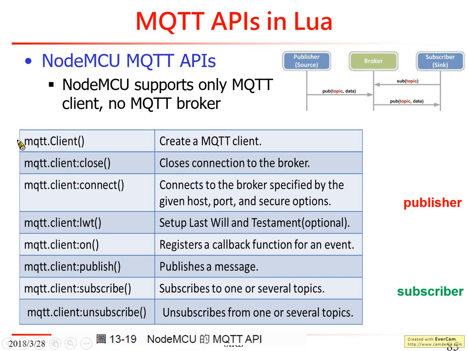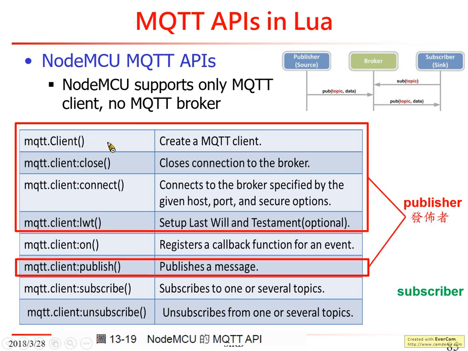So first you create a client, create an MQTT object. Before you connect to the broker, you have to connect to the internet, right? So connect to the internet, then create a client, and then connect to the broker. After you connect to the broker, you can publish your message to the broker.